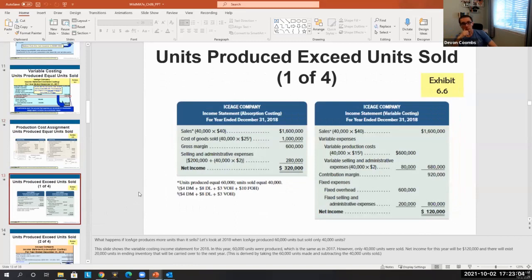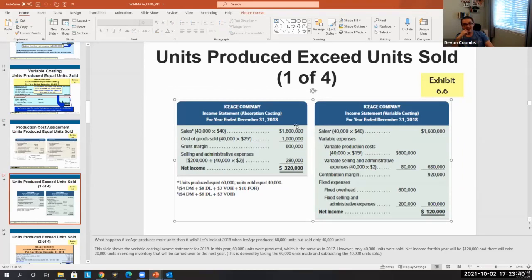But what happens if we exceed units sold? Well, if our production exceeds our sales, we have more inventory. We're holding more inventory, so it's going to change our income. So it's always going to be the case that if we hold or produce more than we sell, our variable costing is going to result in less income than our absorption costing.